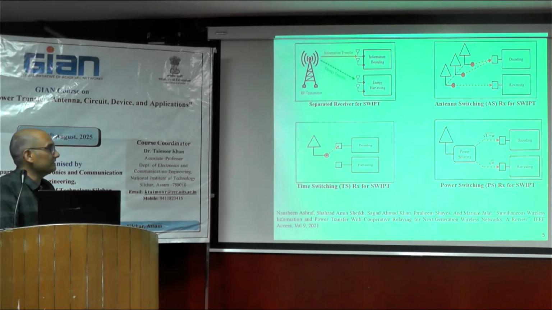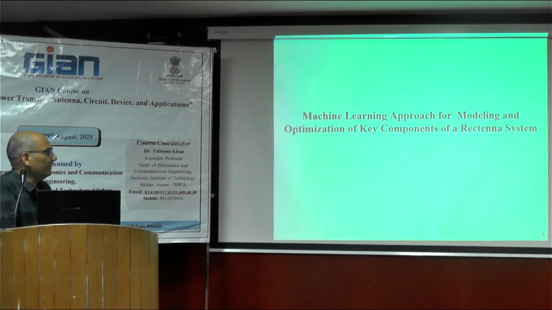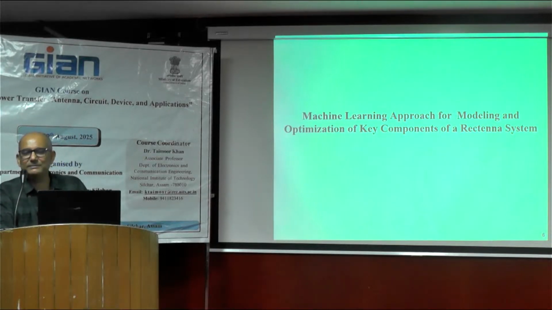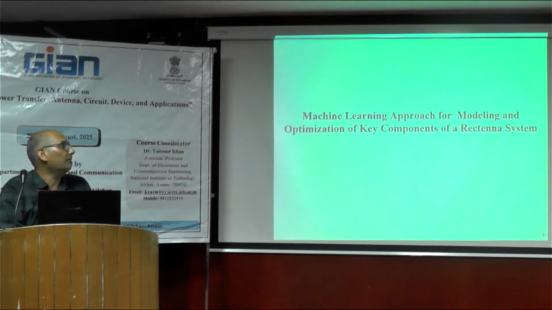Because today in this lecture I will focus only on the third part, that is the machine learning approach, especially for the different components used in the RFEH or WPT system. That is the machine learning approach for modeling as well as optimization of key components of a rectenna system. So what key components have we studied? That is the antenna as well as the rectifier primarily. The impedance matching network will also be there. Then depending upon the scenario, we can apply machine learning for the antenna, for the rectifier also, for the complete rectenna system, and for other components also.